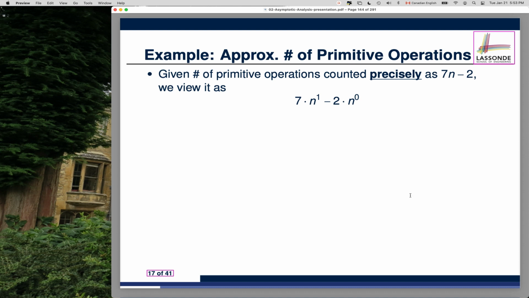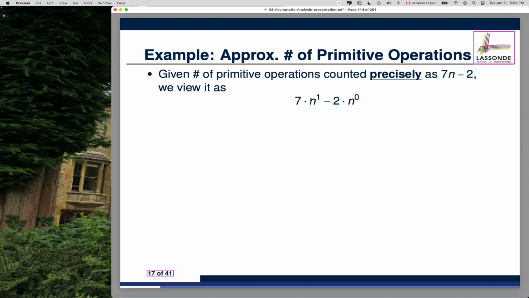All right. So let's say we got 7n minus 2. That's the find max primitive operation. And you can view that as, for example, here. Okay, hopefully everybody has no trouble, right? Just for what it's worth, n here is simply n to the power of 1. 2 here is 2 times 1, and 1 there is n to the power of 0. I'm pretty sure you know, right?